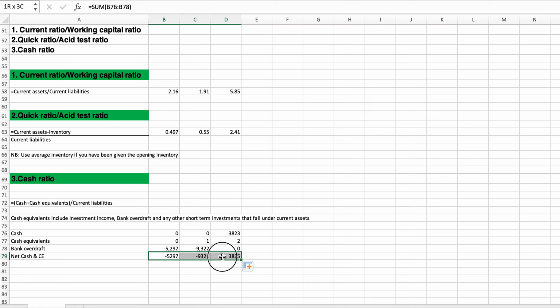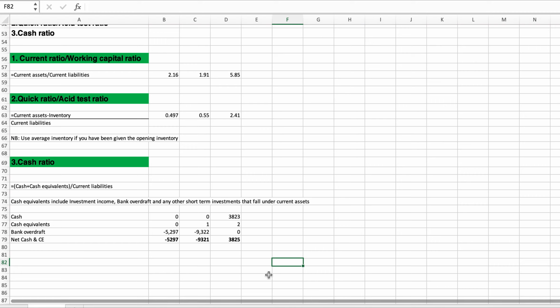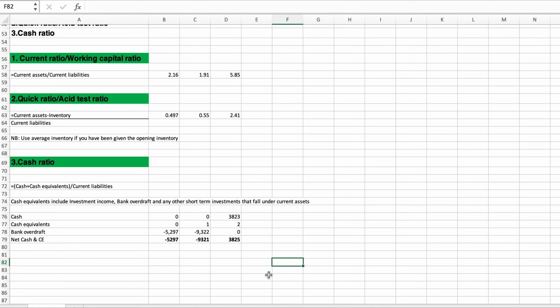So these are our cash and cash equivalents. You just take any item that falls under current assets that can be easily converted to cash, like cash and cash equivalents, short-term income, investment incomes, all that. Then under current liabilities, you will take figures like the bank overdraft. And bank overdraft is a liability, so you will less it from the cash and cash equivalents that fall under current assets.